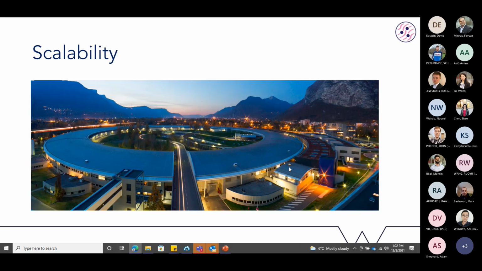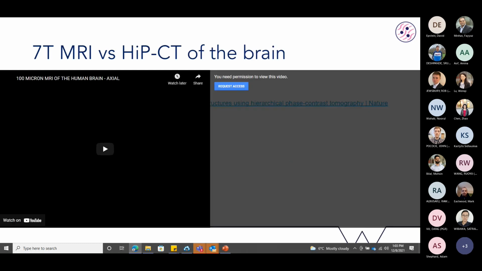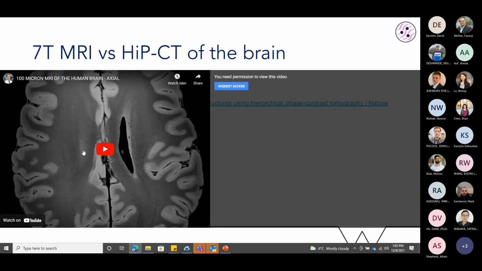But a problem with these approaches, as I've already alluded to, is scalability. If you need to use a synchrotron, this is a €150 million facility, and each image at 6 microns per voxel was about a terabyte of data. Bear in mind, these are 3D images, so if you want even higher resolution, you're talking a lot more memory. I did have some images to show of a 7T MRI scanner, the resolution you got of a brain, and then the resolution you got of a brain on HiP-CT.